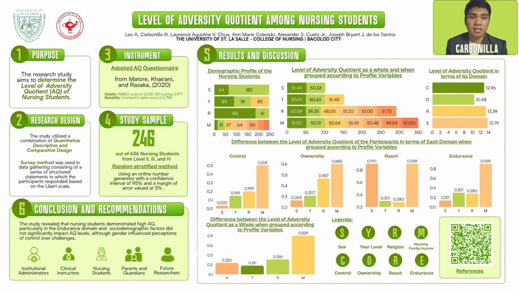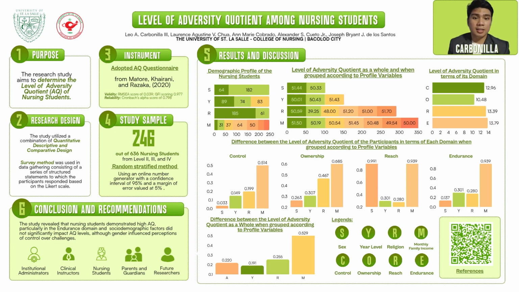For the instrument, the study utilized an adapted standardized survey instrument from Attore, Tehrani, and Razaka 2020, consisting of questions that evaluate 4 key dimensions, which are control, ownership, reach, and endurance. For validity, RMSEA score of 0.039 and GFI scoring of 0.977 was used. For reliability, Cronbach's alpha score of 0.798 was used. The survey questionnaire will be divided into 2 sections. Part 1 consists of the socio-demographic profile, and Part 2 will consist of the 15-item adversity quotient questionnaire.